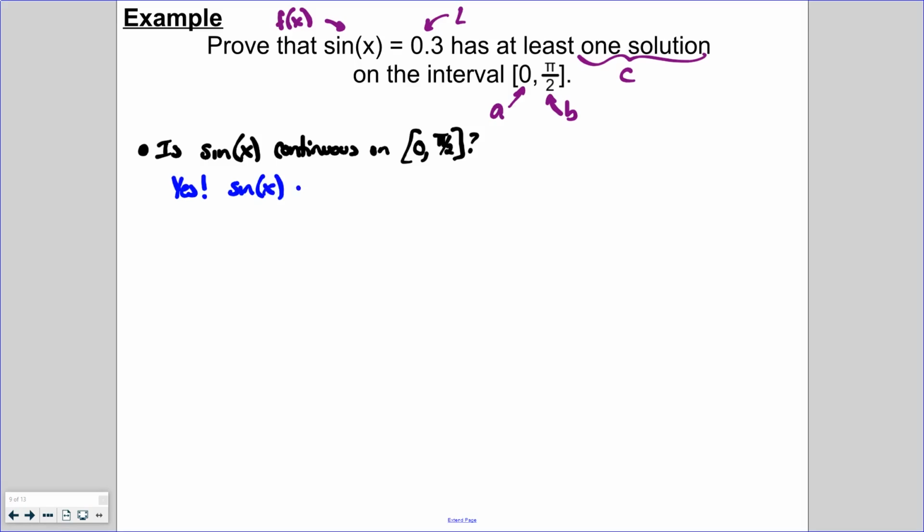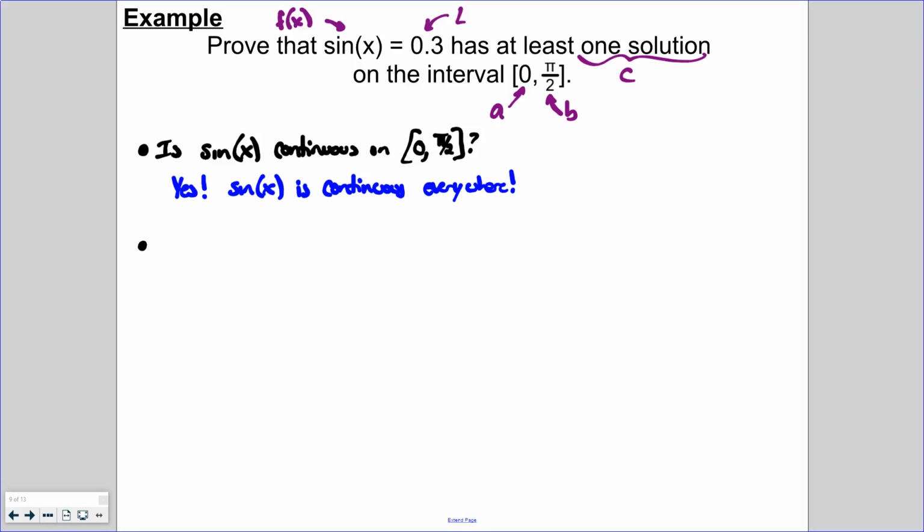sine of x is continuous everywhere. And yes, I need to state that it is continuous, and I need to state why it is continuous on this particular interval. I know that can be done in your head, but like in previous videos, we do need to write it down so we can demonstrate our understanding and knowledge of the topic. So again, is sine of x continuous on the closed interval? Yes, because sine is continuous everywhere.